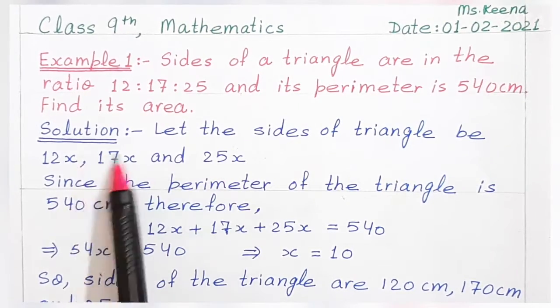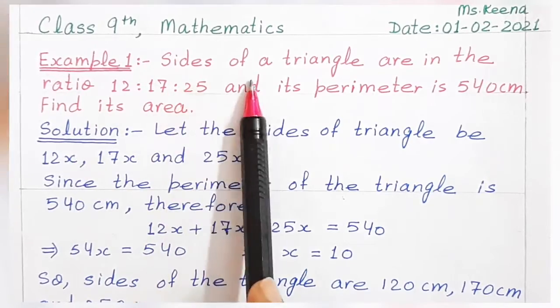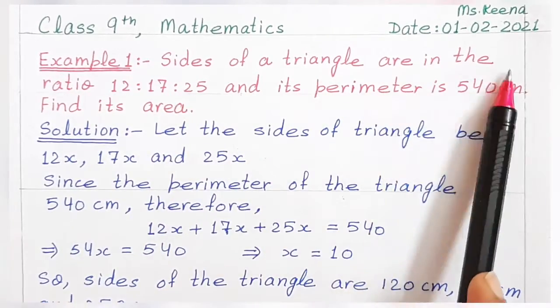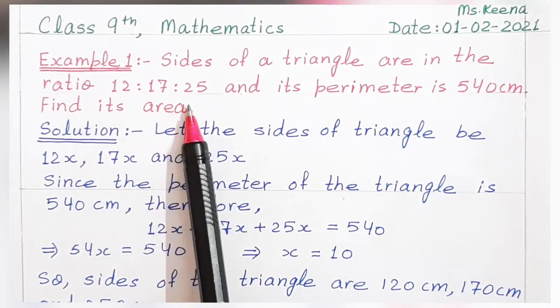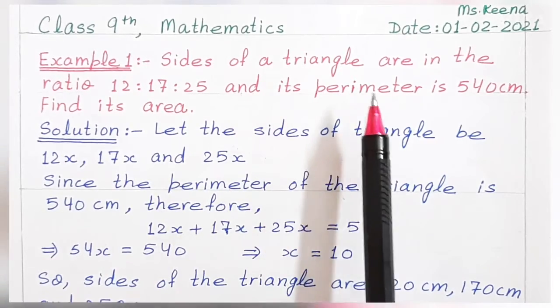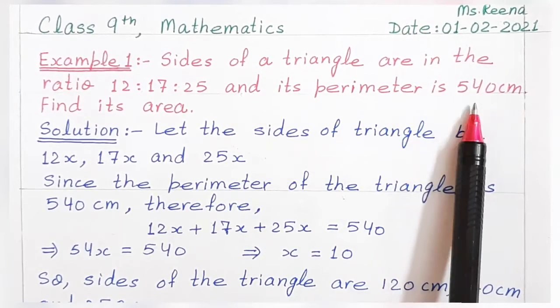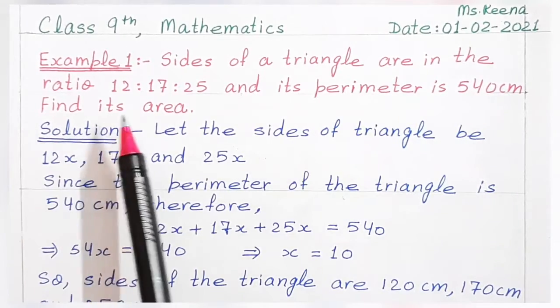Now students, let us discuss an example. Sides of a triangle are in the ratio 12:17:25 and its perimeter is 540 centimeter. Find its area.